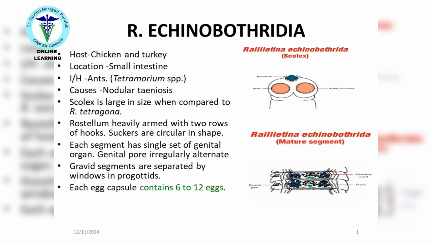Raillietina echinobothrida primarily infects chickens and turkeys, residing in the small intestine. It uses ants as intermediate hosts and is known to cause nodular taeniasis. The scolex is larger compared to R. tetragona, with a rostellum armed with 2 rows of hooks. Each segment has a single set of genital organs, and egg capsules contain 6 to 12 eggs.